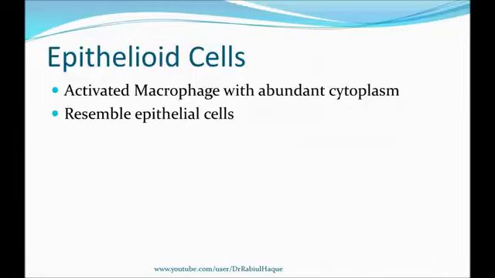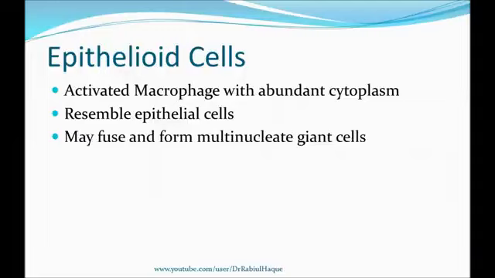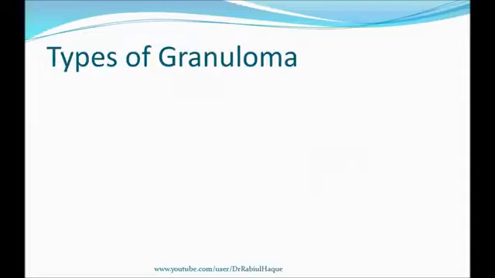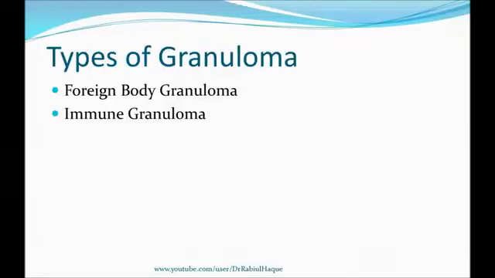So always remember that in granulomatous inflammation there will be activated macrophages. The activated macrophages will become enlarged, they will become flattened, they will have abundant cytoplasm, and they will resemble epithelial cells, and then their name will be epithelioid cells. And also remember that sometimes these cells will fuse with one another, and then they can form multinucleated giant cells as well. There are two types of granuloma. They are foreign body granuloma and immune granulomas. So let's talk about these two types of granuloma.